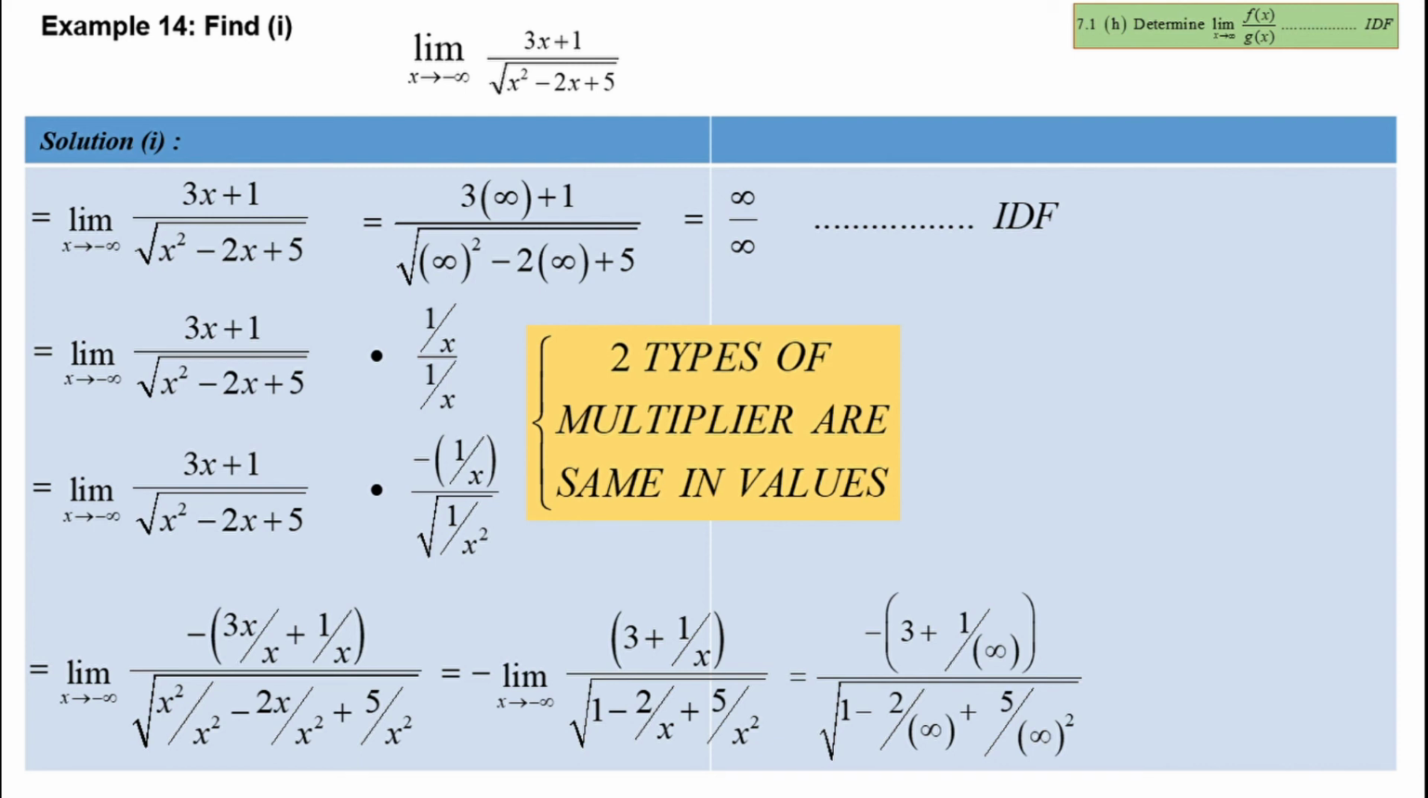divided by infinity. And please remember back before this, in subtopic 7.1, in our tips, that is, when any number is divided by infinity, the result is 0. So, our function will be negative in bracket 3 plus 0 divided by square root of 1 minus 0 plus 0. And our final answer will be equal to negative 3.